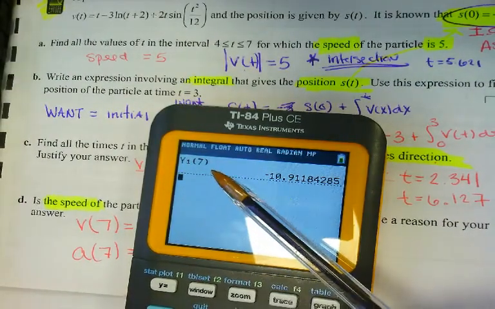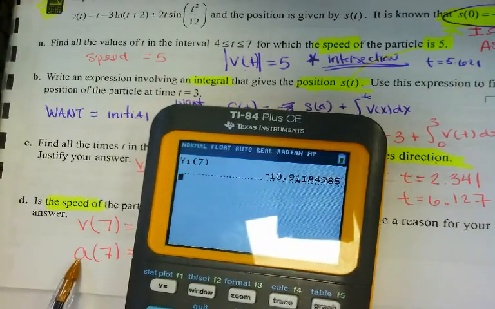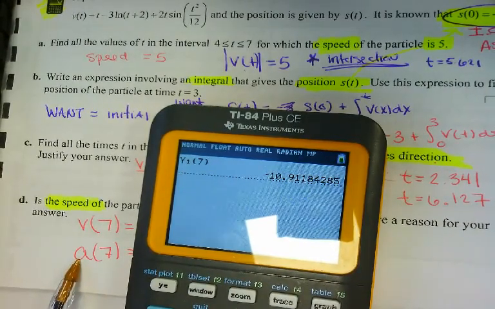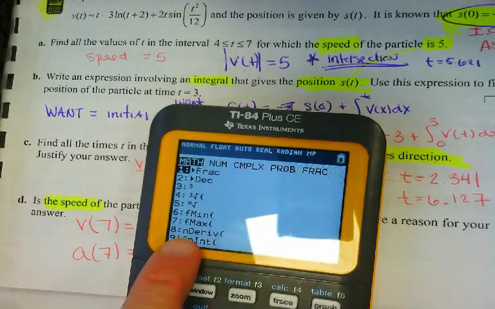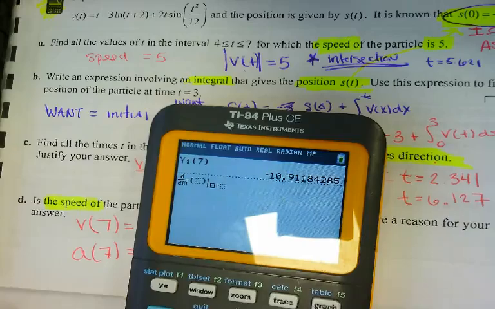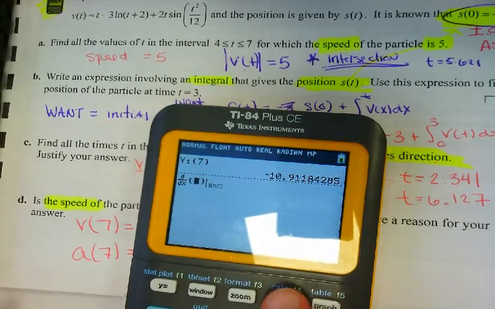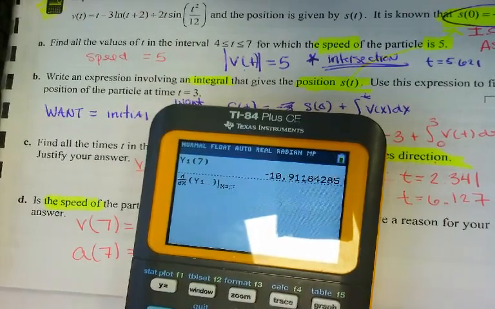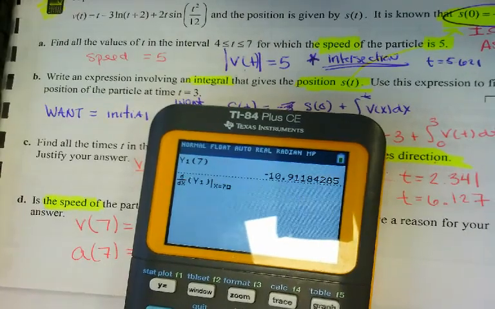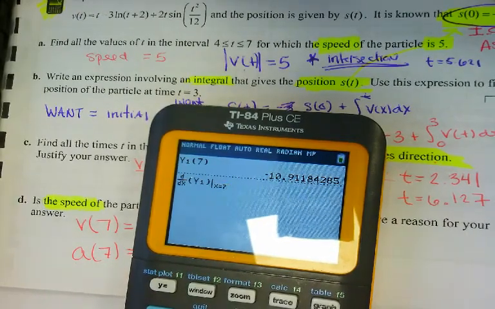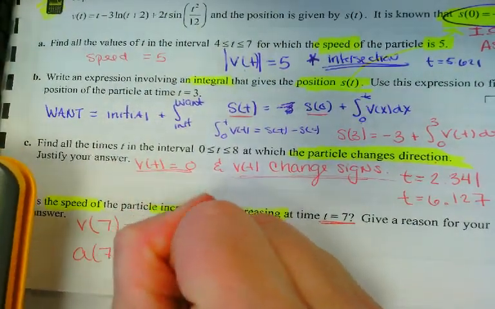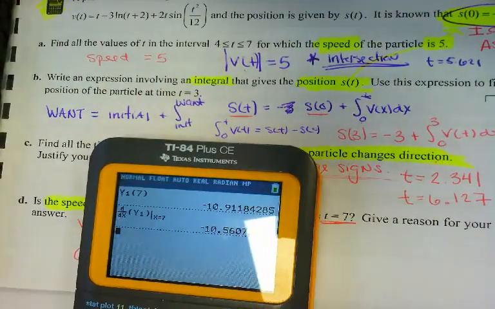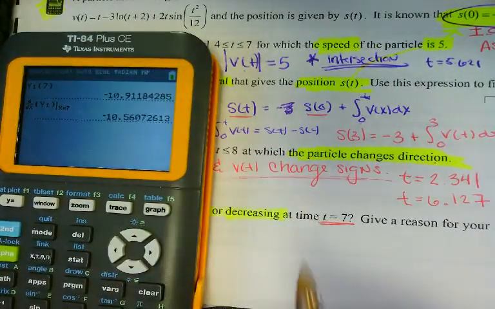y1 of 7. Now, if I want the acceleration, what do I want to do to my y1 function? Take its derivative. So now I want to pull up the derivative. Math 8 is derivative with respect to x of the function y1 when x equals 7. So I'm taking the derivative of what's in y1 at x equals 7. I'm getting negative 10.561. So what can I conclude about my speed now?